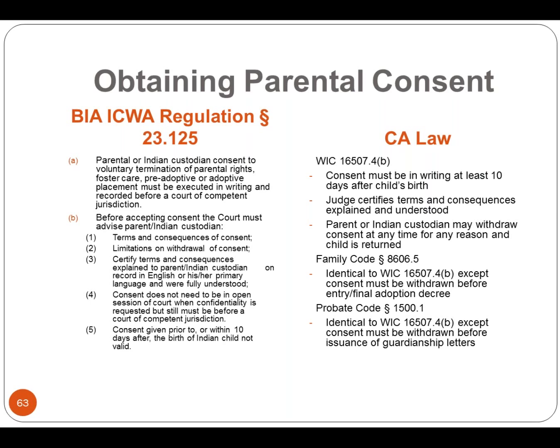Family Code Section 8606.5 is identical to the Welfare and Institutions Code, except that the consent must be withdrawn before the final adoption decree. Probate Code Section 1500.1 is also identical, except that the consent must be withdrawn before the issuance of guardianship letters.